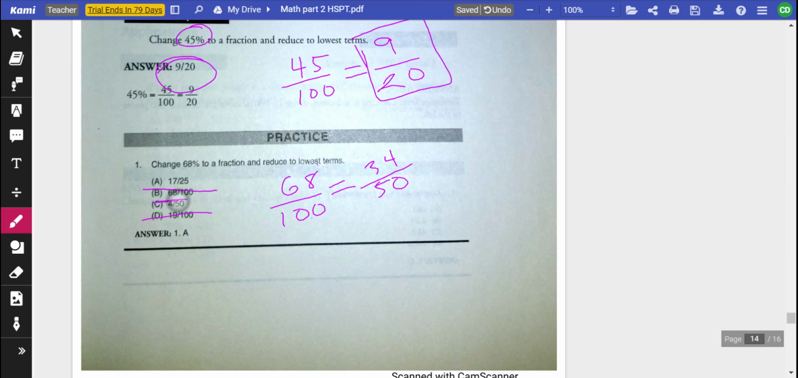And that's not this. So this one's wrong. It has to be this one. Even if I don't continue to reduce it, I know that 4 over 50 is not equal to this. So I bail out and I pick A and I'm done.